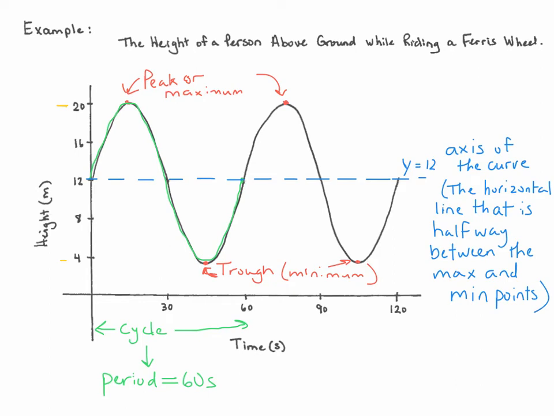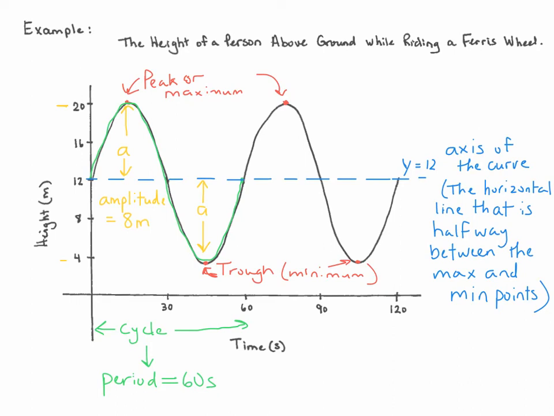Okay, so the horizontal line there, y equals 12 in this case, is called the axis of the curve. And the amplitude, we said, in this case would be 8. I'm going to use the letter A for amplitude. The amplitude is the distance between the max and the axis of the curve, or between the min and the axis of the curve. So A is standing for amplitude, or your total distance between max and min cut in half. So in this case, the amplitude is equal to 8. And we're talking about the height in meters, so this would be 8 meters.